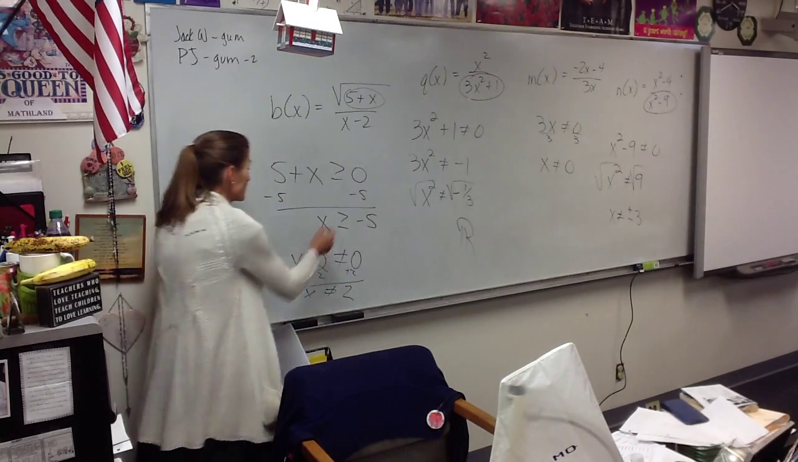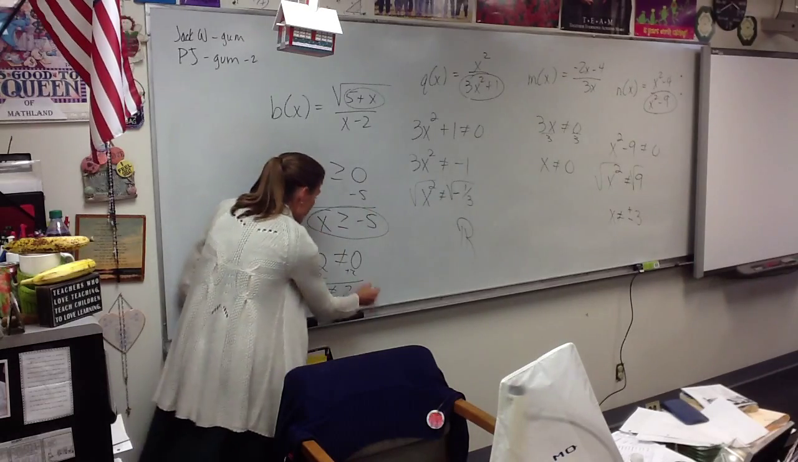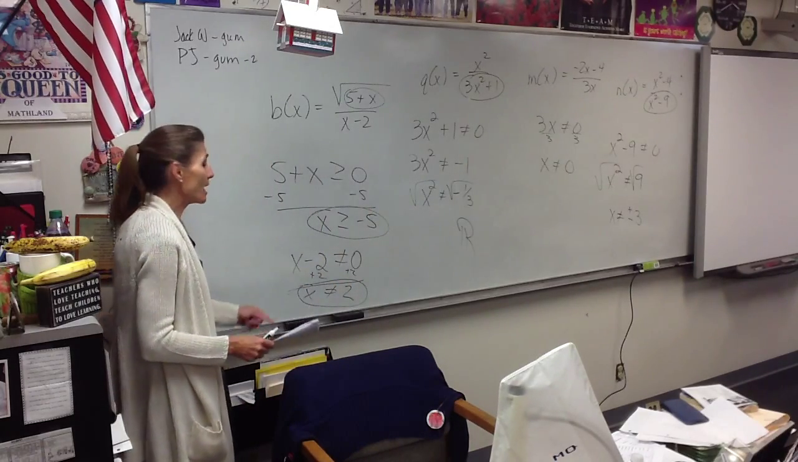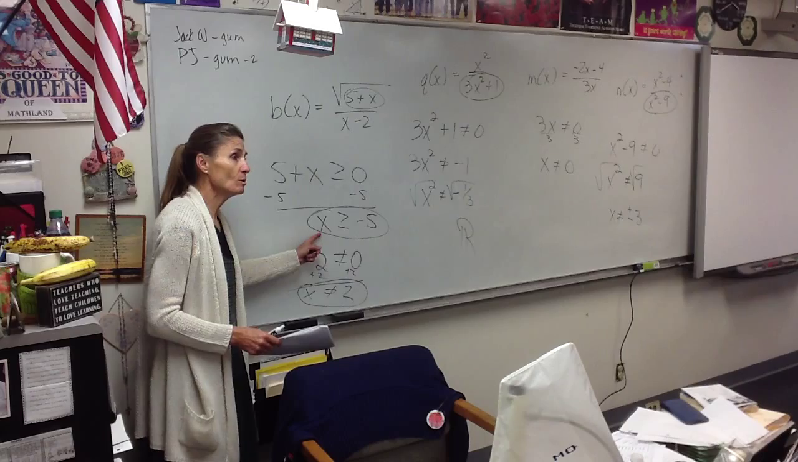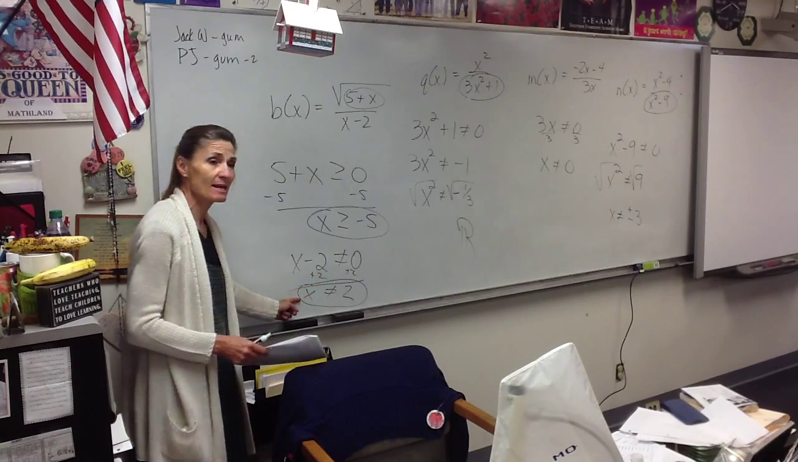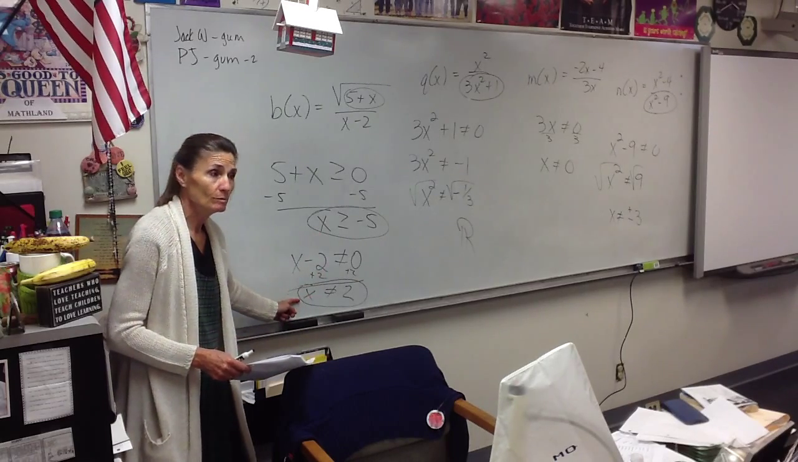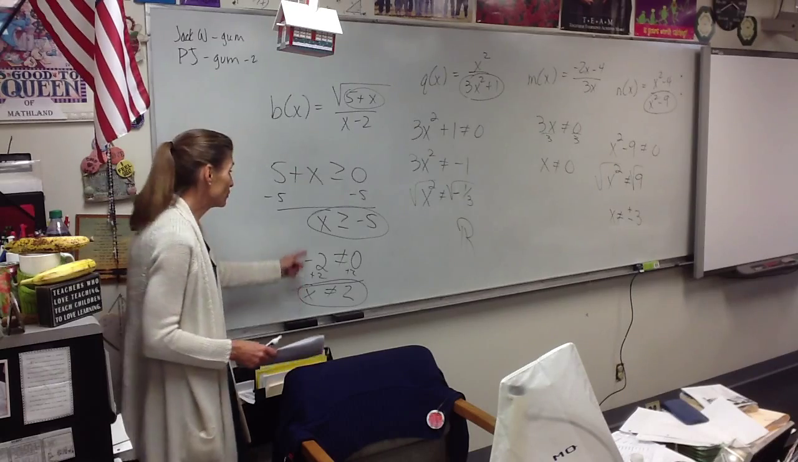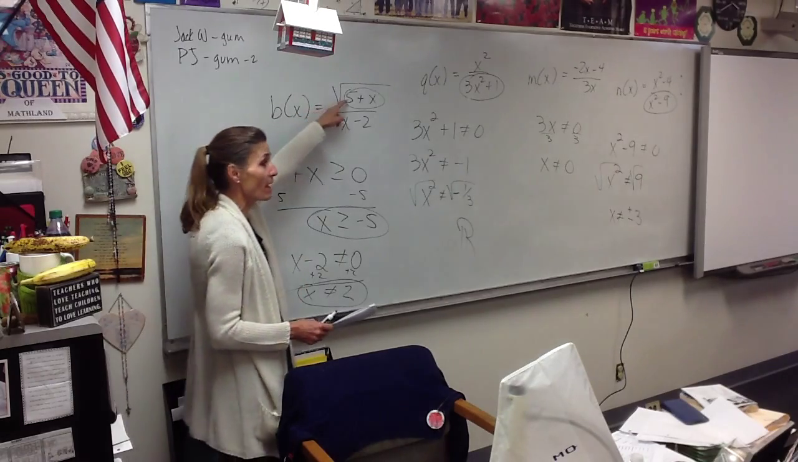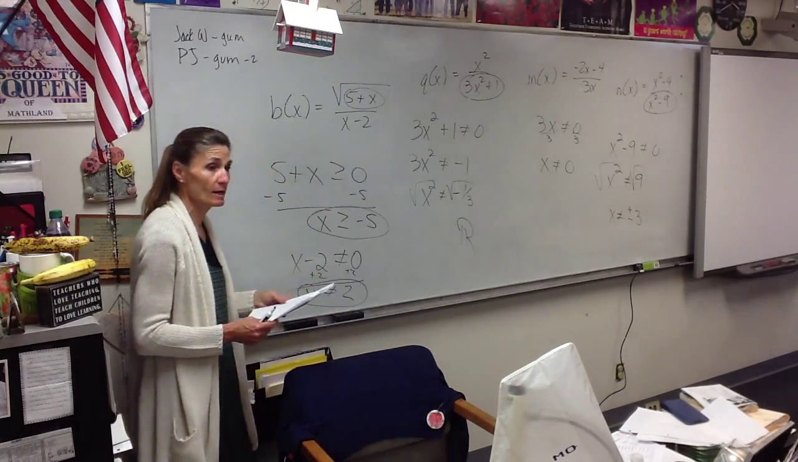So in the answer blank, you've got to write two things, kids. You've got to say x has to be bigger than or equal to -5, and x cannot equal 2. And we have two things to do there because our problem had a radical and a denominator in it.